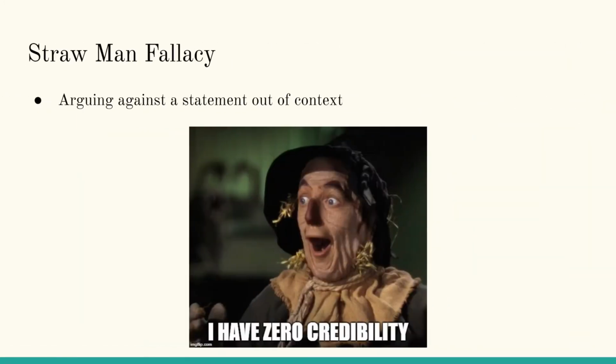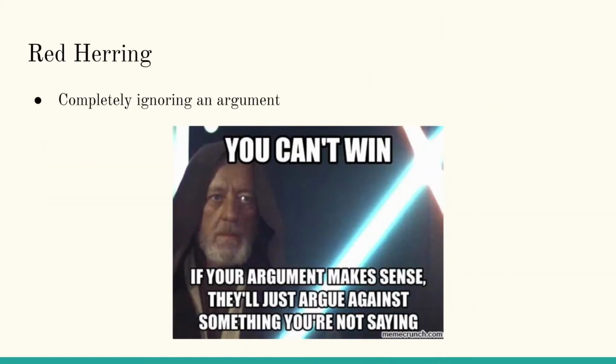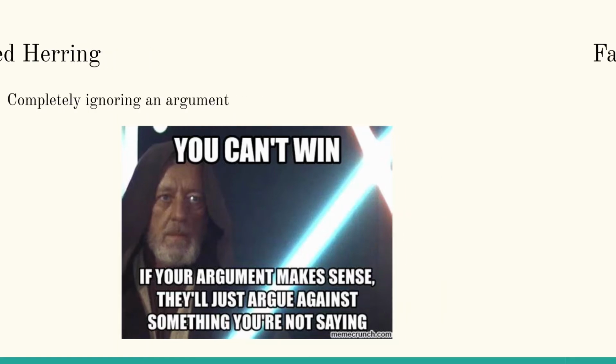Taking a statement out of context to argue against a weaker form of the original inference is called a straw man fallacy. Finally, when one ignores all preceding arguments and diverts the discussion, a red herring fallacy has occurred.